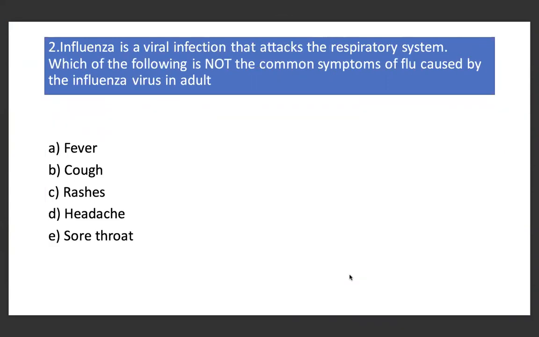Question number two. Influenza is a viral infection that attacks the respiratory system. Which of the following is not a common symptom of flu caused by the influenza virus in adults? A is fever, B is cough, C is rashes, D is headache, E is sore throat. The correct answer is C.